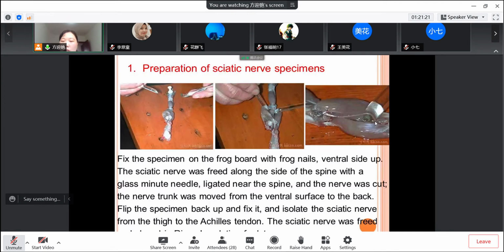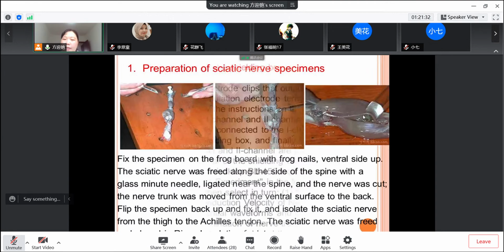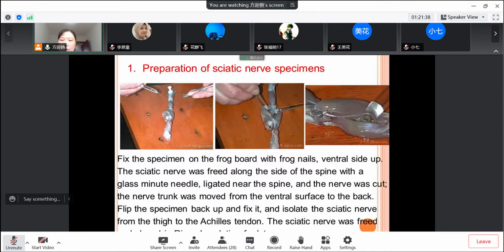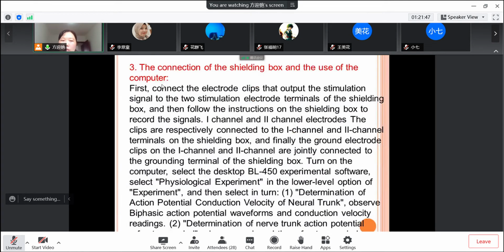Also we isolate it and immediately place it in the Ringer's solution for later use. Here we can see the sciatic nerve preparation, isolated, and we place it in the Ringer's solution. Then third, the connection of the shielding box and the use of the computer.